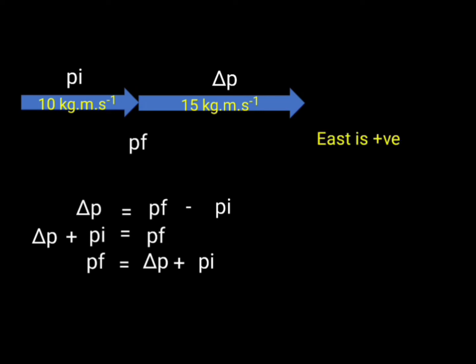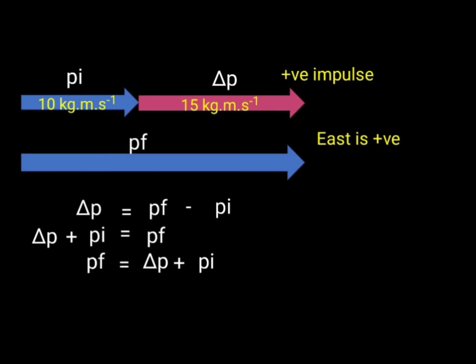So if we take east as positive direction, initial momentum is positive, the impulse is also in the eastern direction, therefore the impulse is also positive. So this means that the final momentum of this object will be 25 kilograms meters per second in the eastern direction.